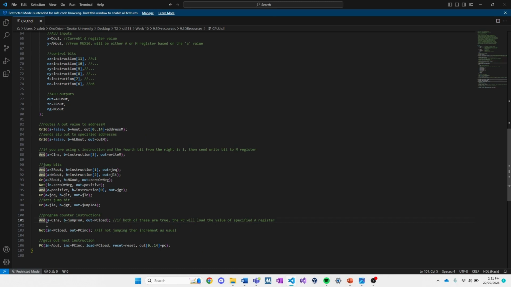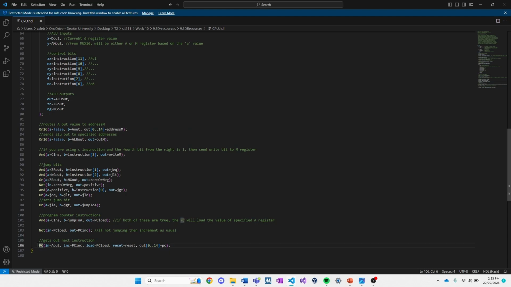In the AND statement, if it's a C instruction and you're jumping, then load the new address into the program counter to tell it where to progress to. If you're not loading a value into the program counter, then you're incrementing. It just means you will plus 1 to the program counter and go on to the next line, as you don't have to tell it anywhere in particular to go.